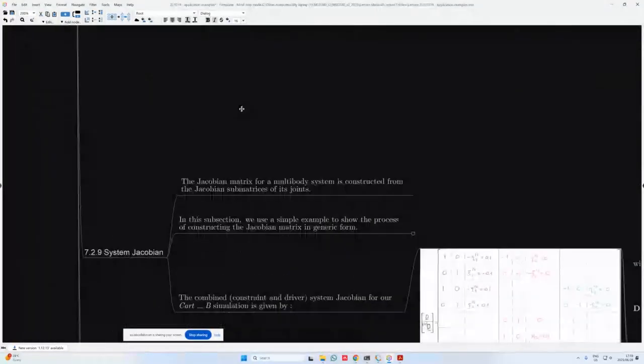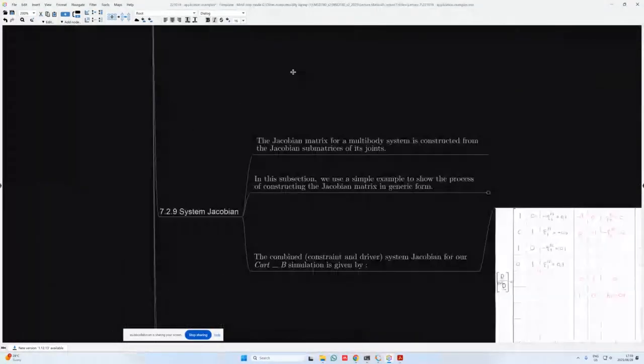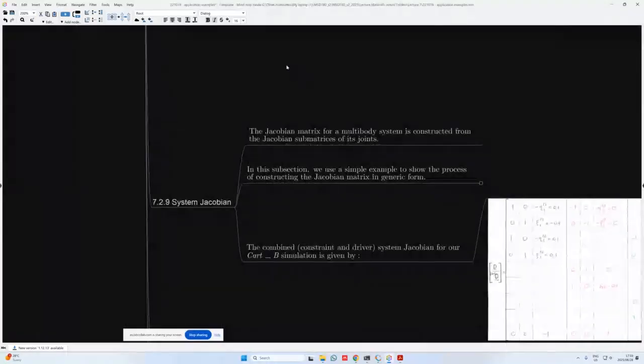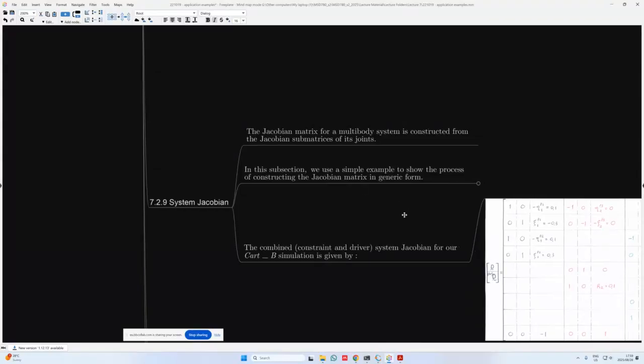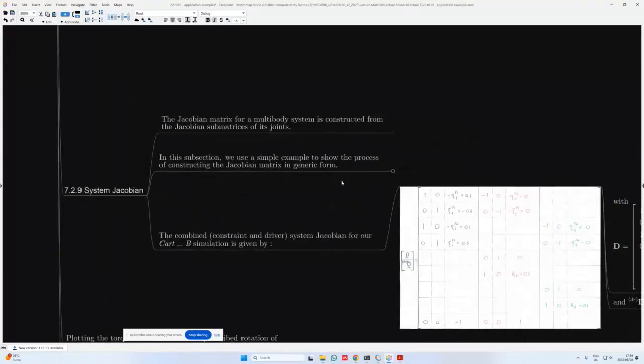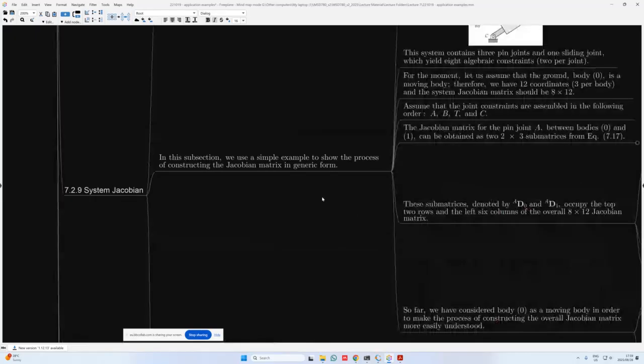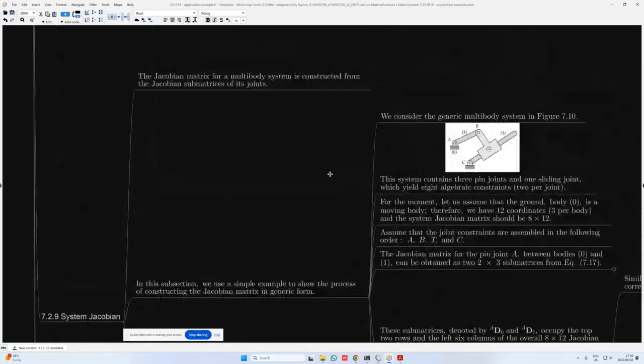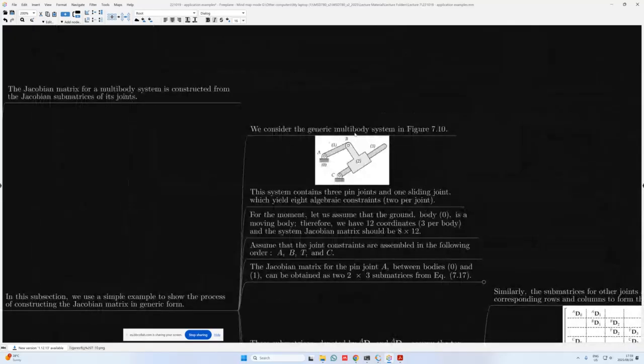Okay, so with that being said, we can then jump directly into the system Jacobian and how it's set up in DAP-BC. Now, the Jacobian matrix for a multi-body system is constructed from the Jacobian submatrices of its joints. In this subsection, we use a simple example to show the process of constructing the Jacobian matrix in its generic form. If I expand this point once again, we can then consider the generic multi-body system in figure 7.10.